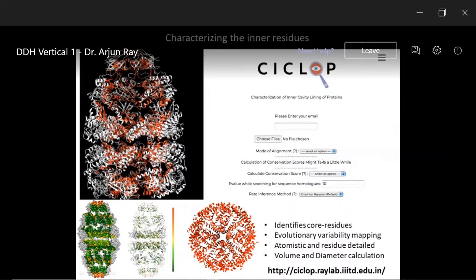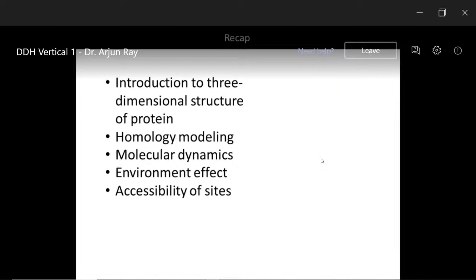Now, here I actually managed to go through my slides really fast, but I would like to recap by saying that we dealt with the introduction of three-dimensional structure and the concepts of how the surface chemistry works. We talked about the basics of homology modeling and why and how it works. We talked about the importance of molecular dynamics and its strength, as well as the environmental factor. And another key aspect was the accessibility of sites.